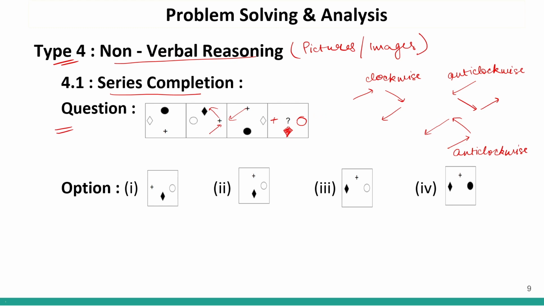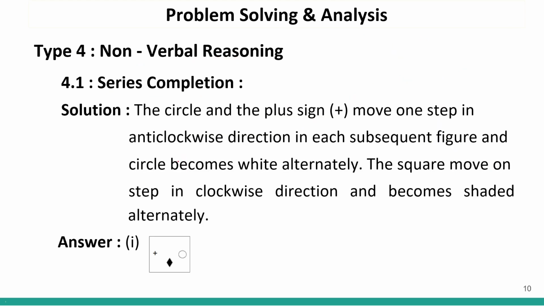So my final image will look something like this, that plus will be here, diamond will be filled and it will be here, and circle will be empty and it will be here. So this is given in option number 1. So option number 1 will be your correct answer to this question. So this is how you solve question on non-verbal reasoning series completion.